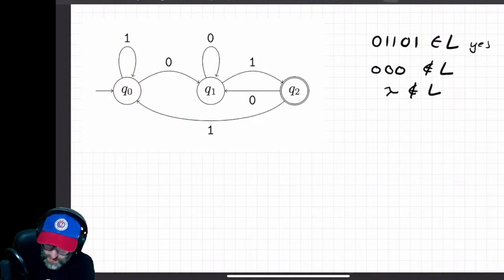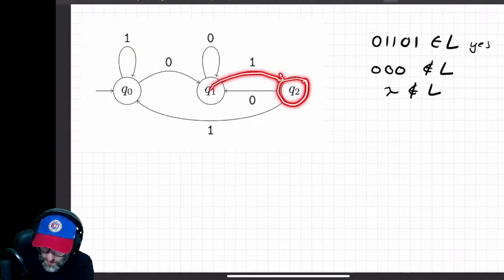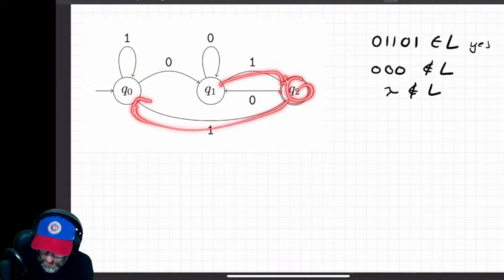So just by looking at this, can you figure out what kind of strings this accepts and what kind of strings this rejects? To end up in this state here, I would have to end in a 0, because a 1. But if I see a 1 after that, I go back over here. So how did I get all the way to this state to begin with?